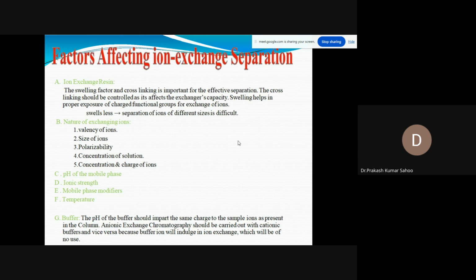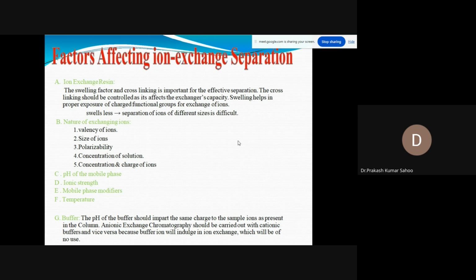So if in an ionization resin there is swelling at a faster rate, that means the separation will be done very easily. And for the nature of the exchanging ion, we have different factors under this. That is the valency of ions, whether it is monovalent, divalent, trivalent, tetravalent, or multivalent. Then we have the size of ions, whether it is small size or big size. So depending upon the size of the ion, the small size ions can be passed through that column very easily and get separated fast.